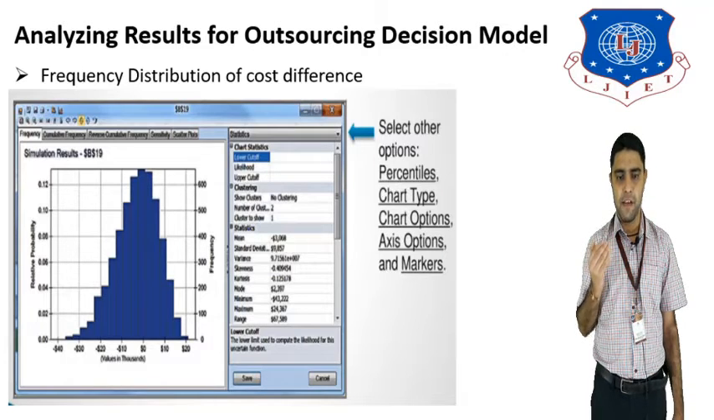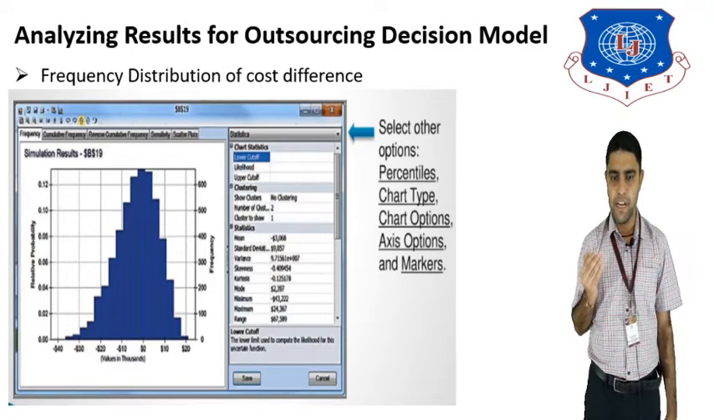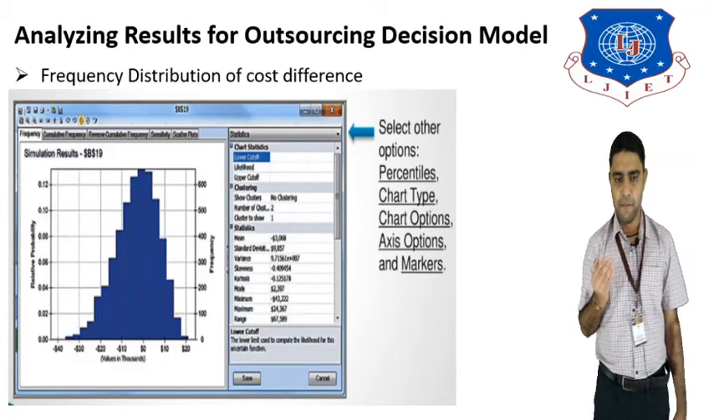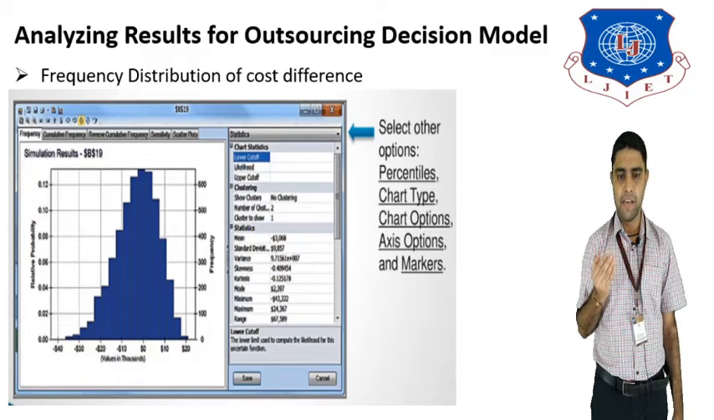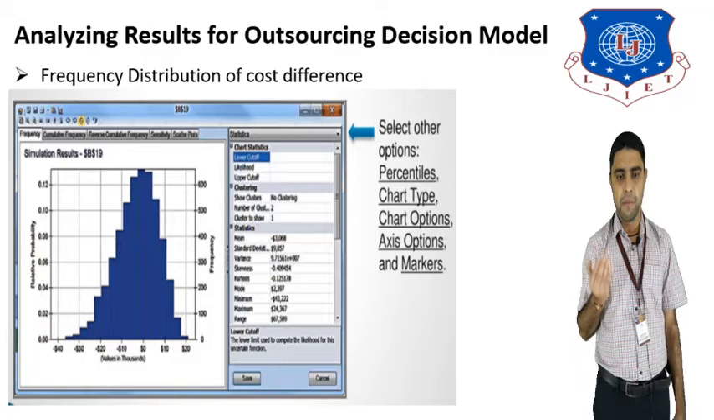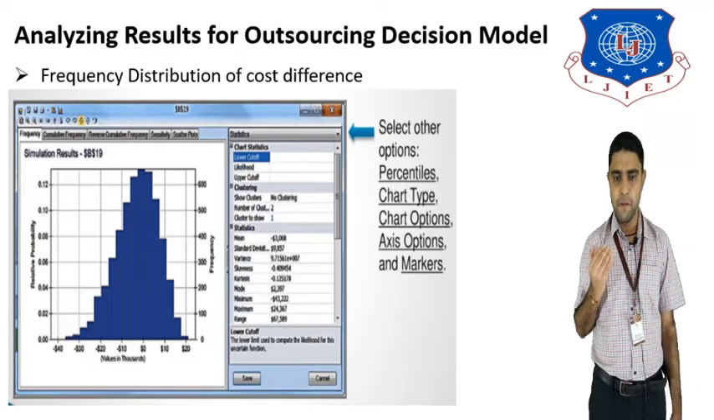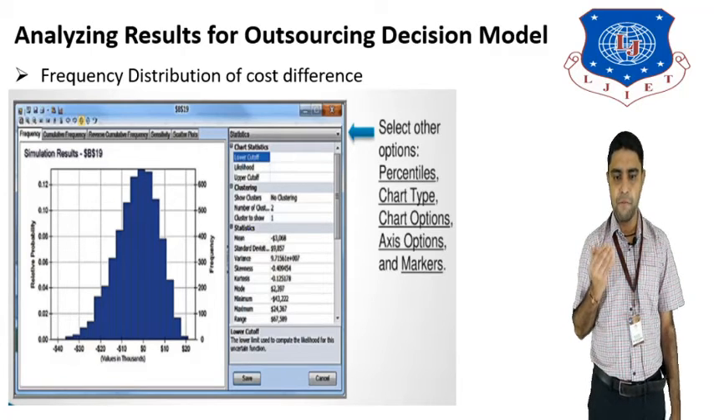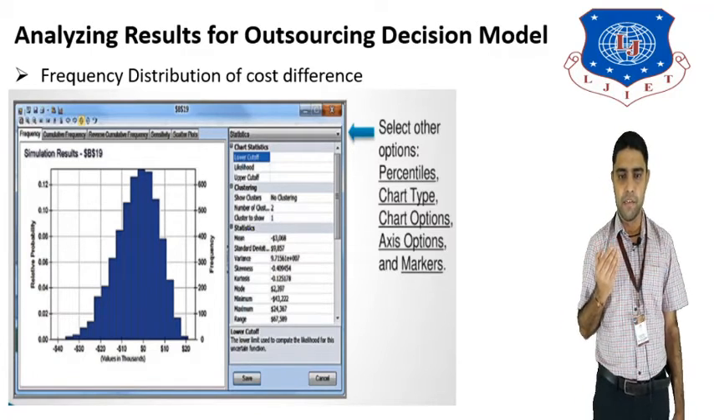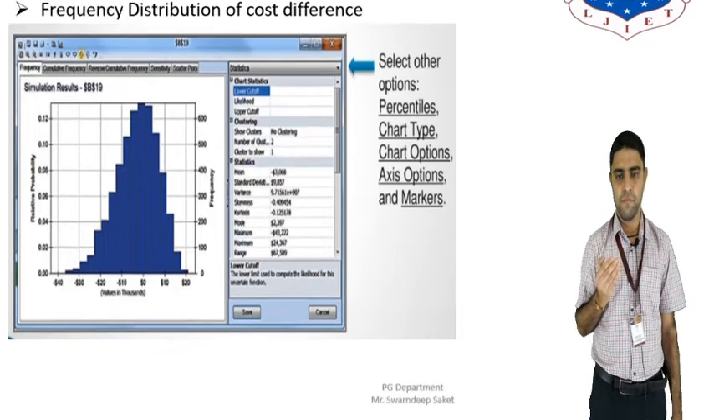X and Y axis values will be given. You have to select the other options like percentile, what type of percentile is there. Chart type, which type of chart is used? Suppose the chart type is a histogram, bar chart or line graph. After selecting the chart option, we will use the average function, what type of average function is there, and you will check the marker, what type of marker is used for analyzing the result for the frequency distribution.